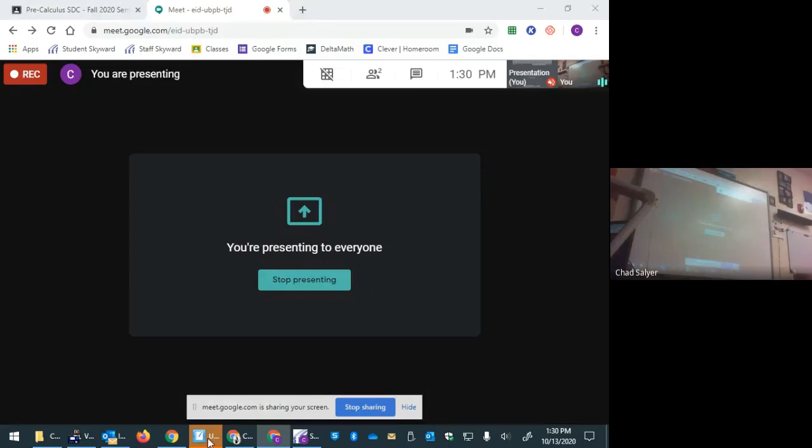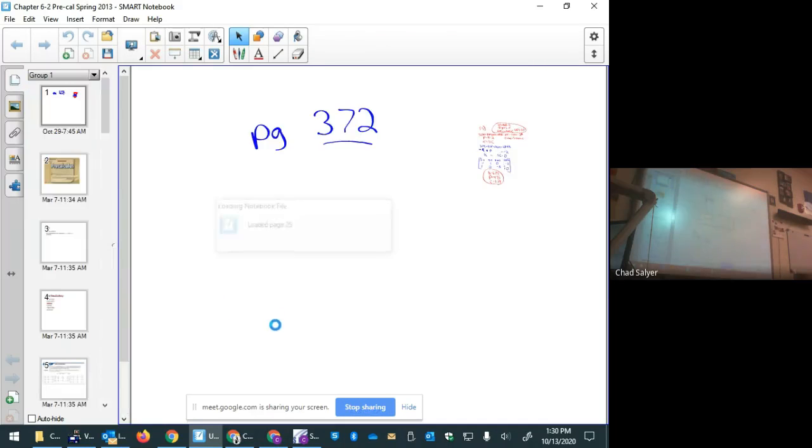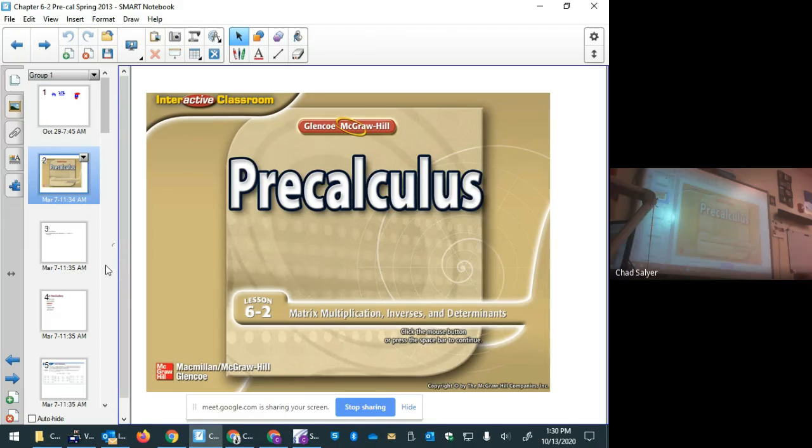All right, so chapter 6, part 2 is our task today. We're going to extend our study of matrices to multiplication, inverses, and determinants. Matrix multiplication, inverse, and determinant.